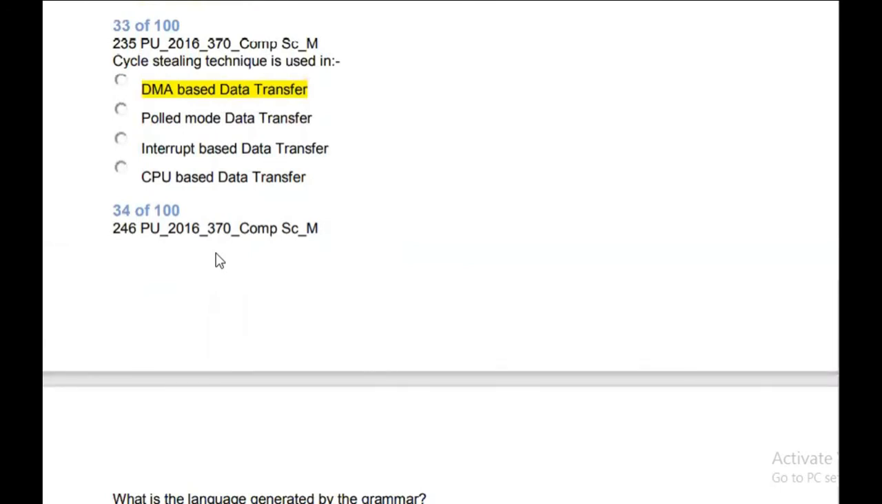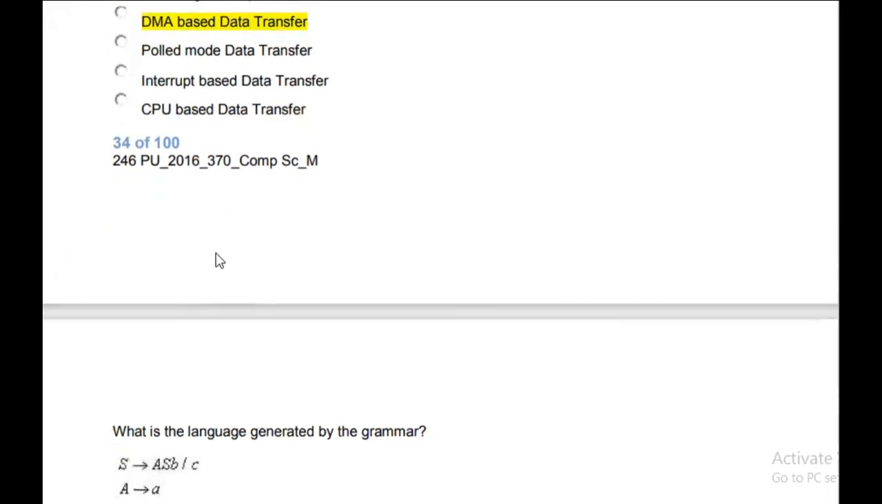Cycle stealing technique is used in DMA-based data transfer. Option A is correct.